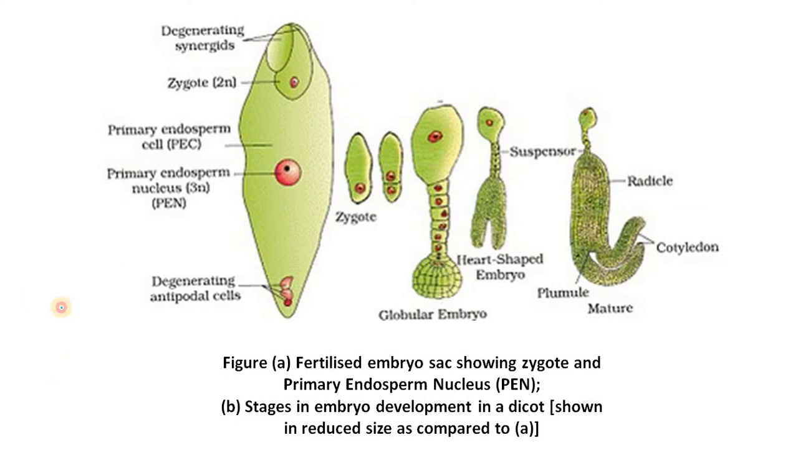In this picture, as you can see, it is a fertilized embryo sac showing the zygote and the primary endosperm nucleus, PEN. The stages in embryo development in the zygote are shown at a reduced size compared to picture A.